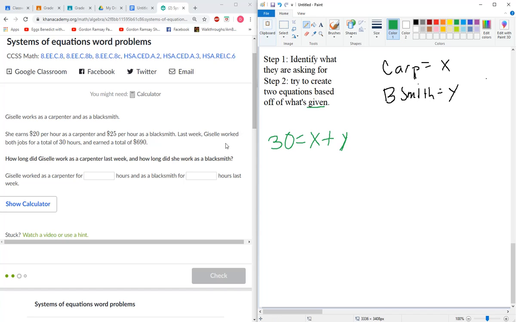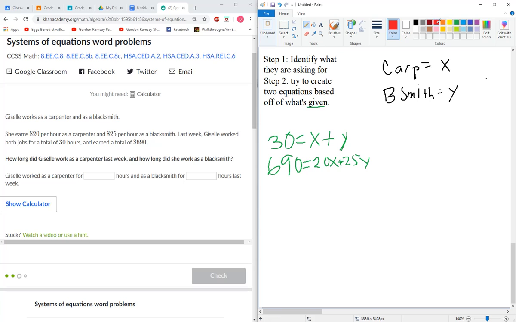So next, I'm going to go over my total earned, my money. I know that she made a total of $690, and I know that for every hour that she's a carpenter, she gets $20. So for every 1 carpenter hour, she gets $20. And for every blacksmith hour, she gets $25. And I'm going to add them together. Next, I'll do substitution this time.